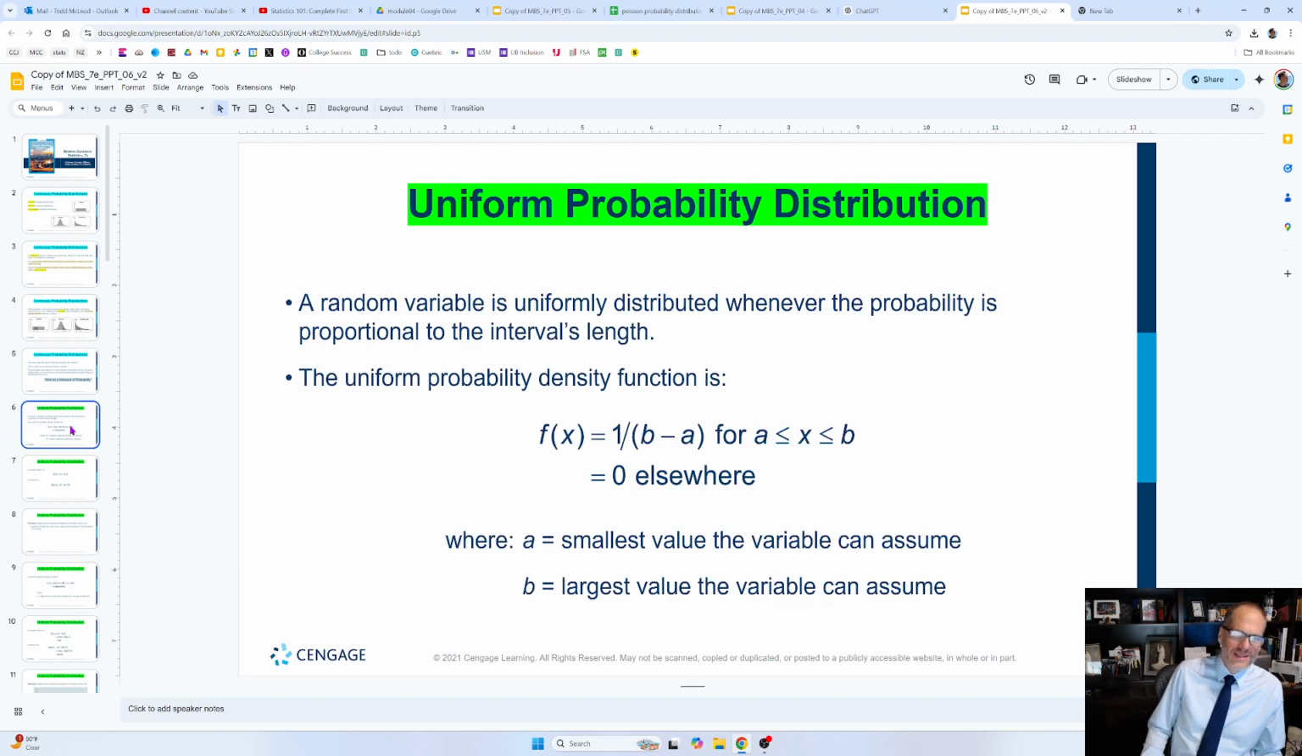And so here is what we're going to see in the next video. We're going to take a deeper dive into the uniform probability distribution.